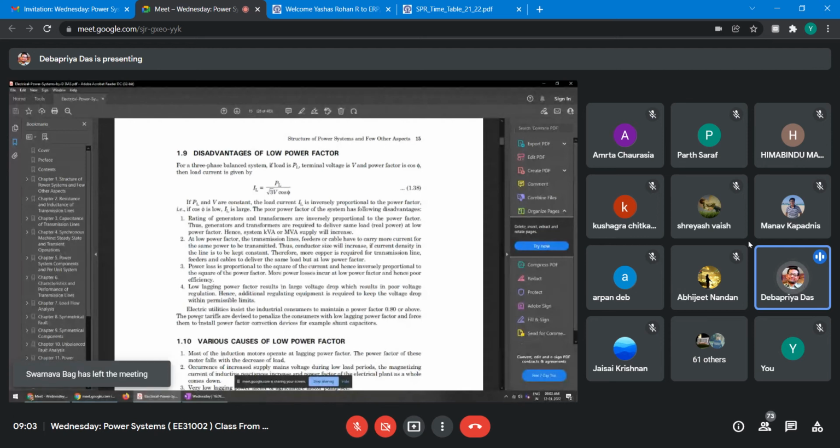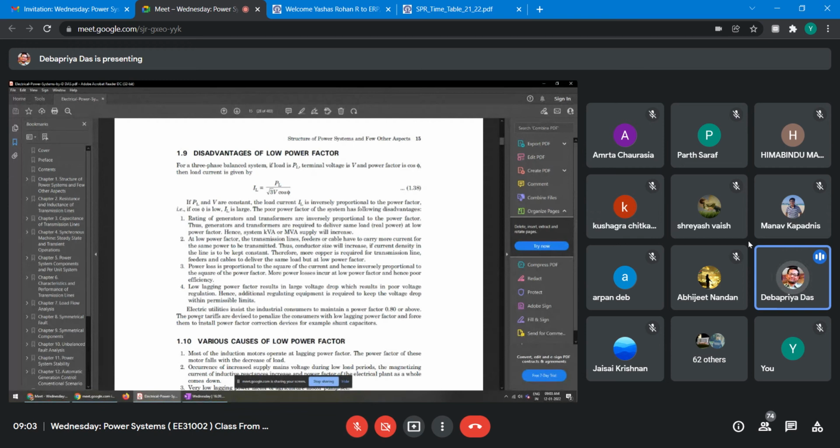At low power factor, transmission lines, feeders or cables will have to carry more current. I told you, right? More current means more power loss, and there will be voltage drop. So receiving end voltage may not be good. Power loss is proportional to the square of the current and inversely proportional to the square of the power factor. More power losses, I told you, right?